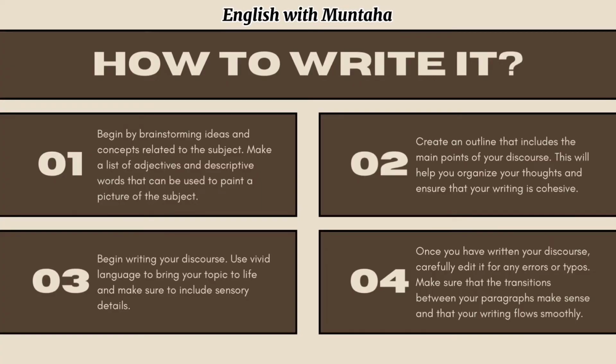How to write it. Begin by brainstorming ideas and concepts related to the subject. Make a list of adjectives and descriptive words that can be used to paint a picture of the subject. Create an outline that includes the main points of your discourse. This will help you organize your thoughts and ensure that your writing is cohesive.